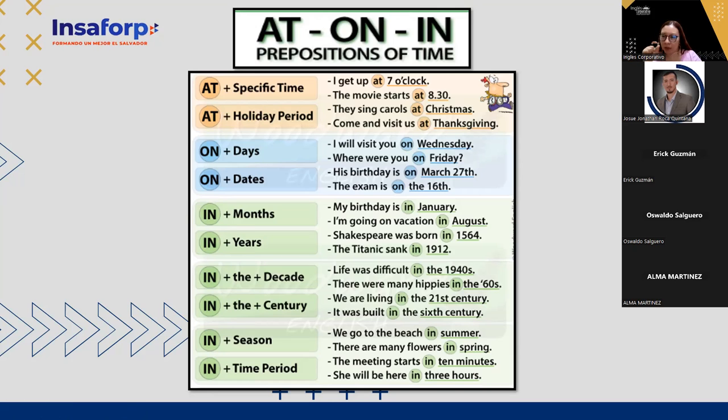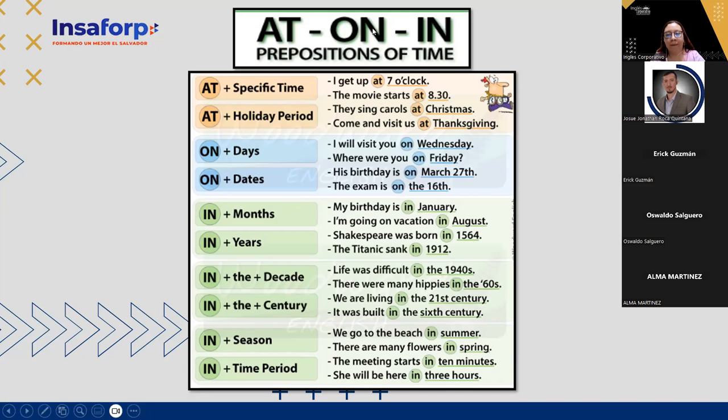Cada preposición se puede usar en diferentes escenarios. Así que lo vamos a ver ahorita. I need 1, 2, 3, 4, 5 volunteers para leer. Cada uno lee dos. Para decir más, se dice plus. Entonces dice at plus specific time y lee los ejemplos. At plus holiday period y lee los ejemplos. ¿Ok? Cada uno va a leer dos, okay? Con sus ejemplos. So, who wants to read the first one? ¿Quién quiere iniciar? Volunteers.